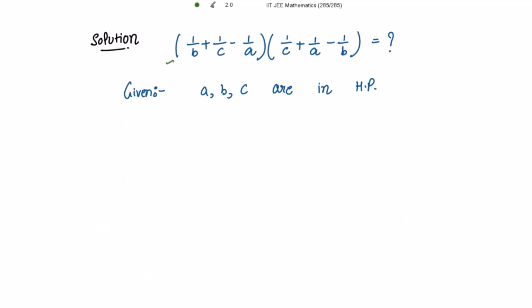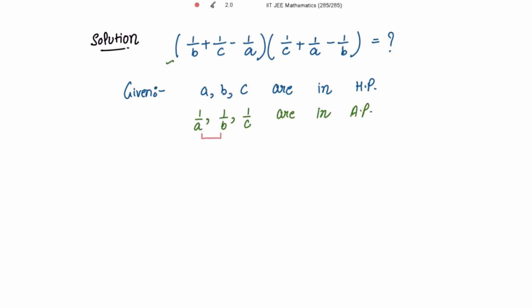And what is given to us is that A, B, C are in harmonic progression. Now there is a result that if A, B, C are in harmonic progression, then 1 divided by A, 1 divided by B, 1 divided by C are in arithmetic progression, right? And what is the condition for the terms to be in arithmetic progression? The difference of these two terms is equal to the difference of these two terms, right?